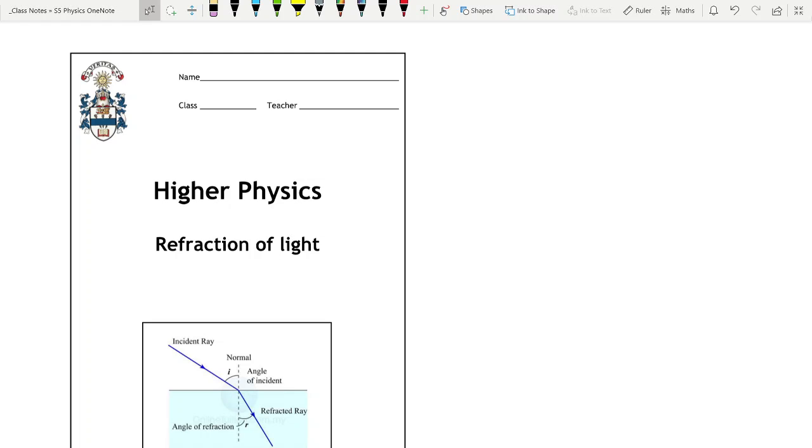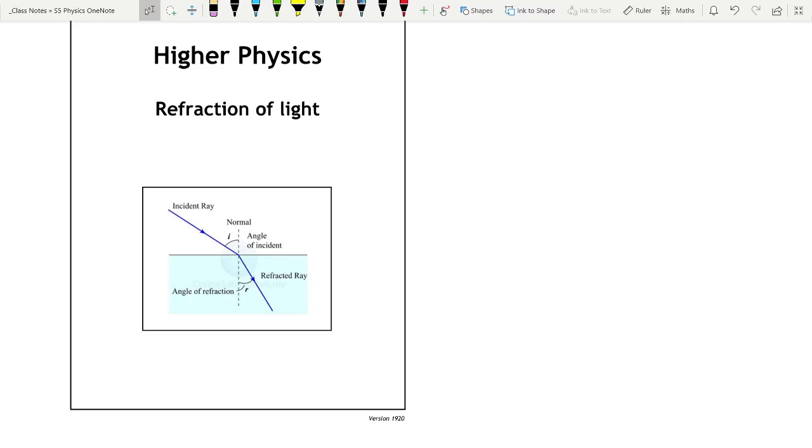Hi everyone, so we're going to start a new booklet today and we're going to look at the refraction of light. Now you've done a little bit of revision on National 5 refraction, but we're going to go into more details and we're going to come across some equations that we haven't used yet.